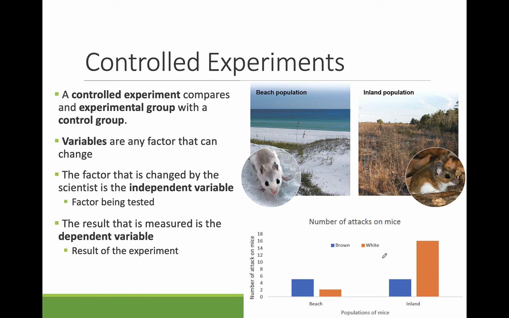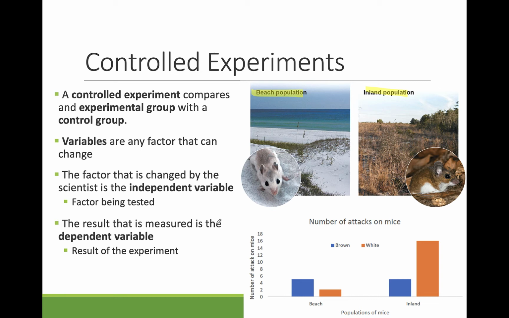In an experiment, scientists tested if camouflage affects the number of times mice are attacked by birds in two environments. Scientists put fake brown and white mice in each environment. At the beach, white mice are the test group because they are camouflaged, and the brown mice serve as a control because they are not camouflaged.